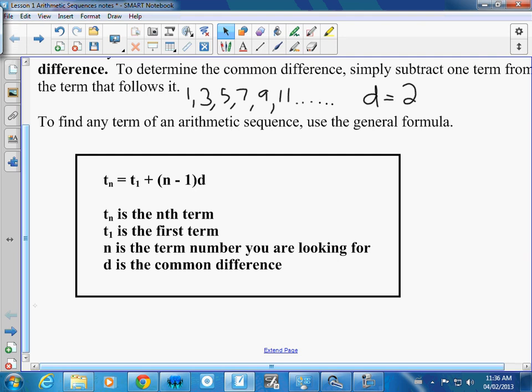Definitions. D, common difference. N, number of terms, right? So if you're looking for the 107th term, N is 107. T1, whatever the first term is, and Tn is whatever the nth term is, right? So if we're looking for the 107th term, that's what Tn will be. Okay, so let's do an example.